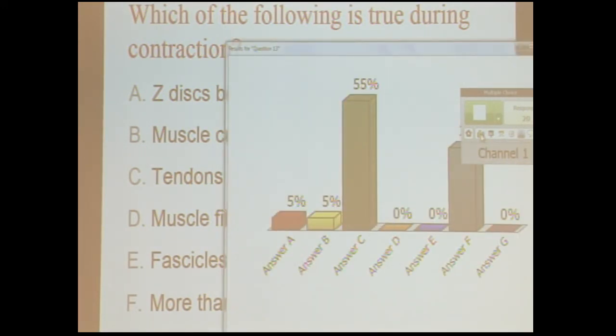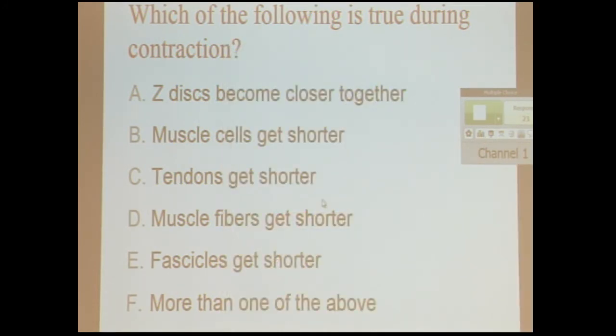All right, so most everybody's choosing C, which is correct. So if sarcomeres get shorter, Z discs come closer together, and then that's transmitted all through all the levels of the muscle. So muscle cell, myofibril, fascicles, the muscle. The tendon's the only part that doesn't change. But the muscle does, which is going to pull on the tendon, which pulls on the bone.